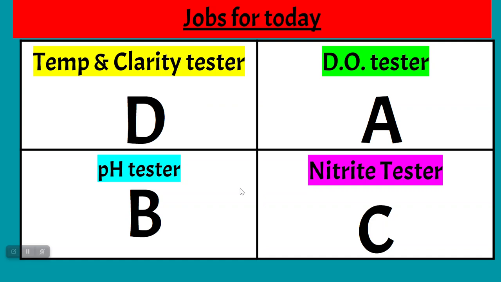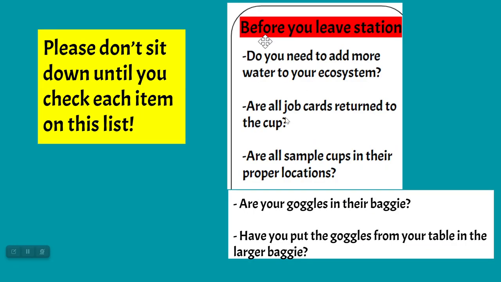If you missed class, you want to make sure that you get the data from all 4 of these tests from your table mates, but you might want to practice the test that you missed doing as well. So you can make an arrangement to come during Falcon Focus to do that. All right, so these are the jobs for today, October 3 and October 4. And remember, when you go to your station, you always want to have your goggles on.